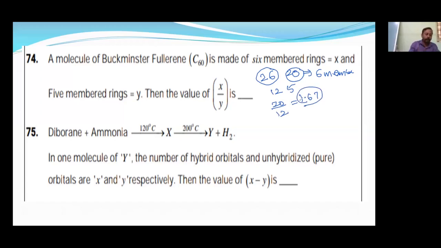Then diborane and ammonia. Here, first of all, X is the addition compound B2H6.2NH3, called an addition compound. And then you will get the inorganic benzene, B3N3H6. The number of hybrid orbitals are X and Y. So this will be 18 and this will be 12. Then the answer will be 6. What is the answer? The answer is 6.